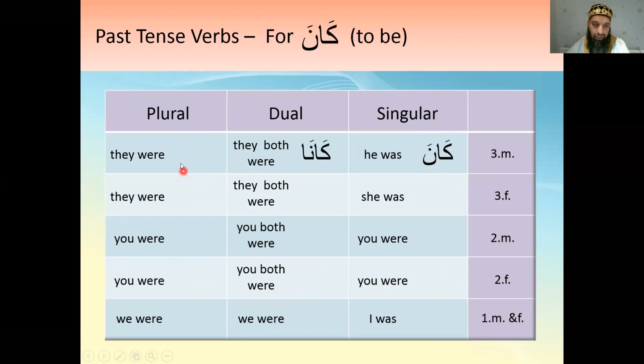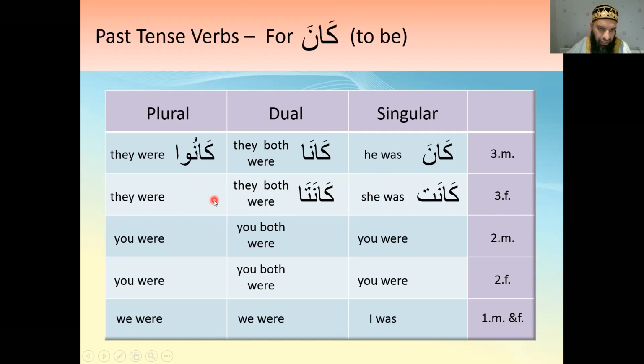كان Kana. And this one here? كانوا Kanu. كانت Kanat. كانتا Kanata. كنا Kunna. Yes. Why have you done kunna? Because kanana wouldn't fit. It's irregular. Normally you would say kanat, kanata, kanana. But kanana is not going to work.